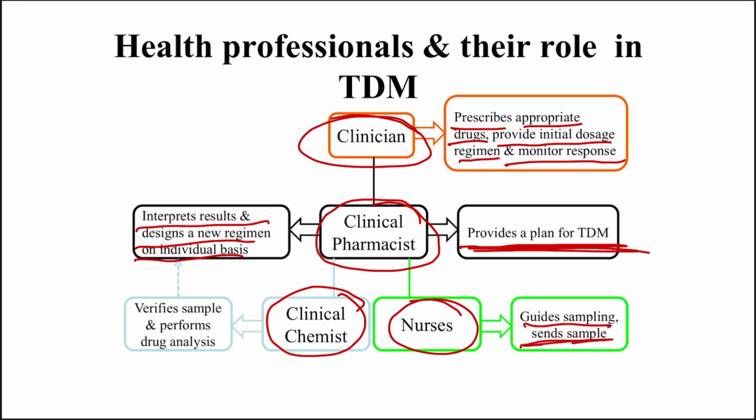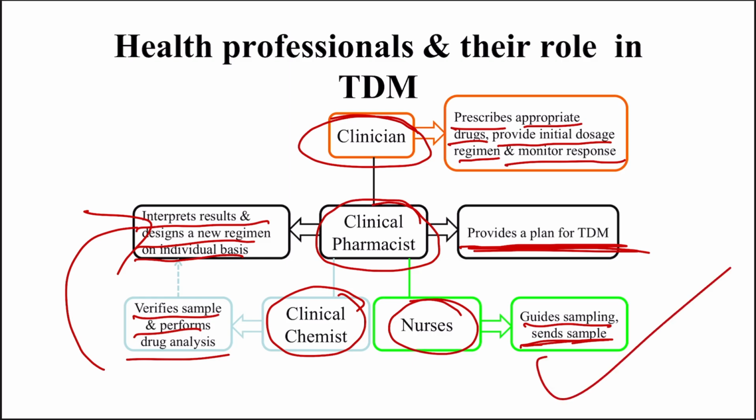The clinical chemist verifies the sample, performs the drug analysis, and finally gives the report to the clinical pharmacist, who is going to design the regimen based on the different individual parameters. So this is the cycle and the flow chart of the healthcare professionals who are involved in doing therapeutic drug monitoring safely and in a smooth manner.